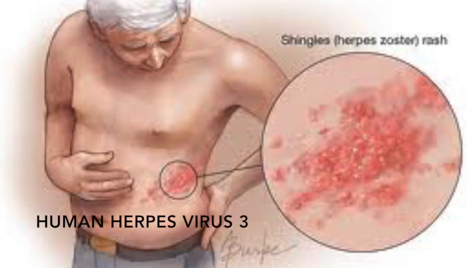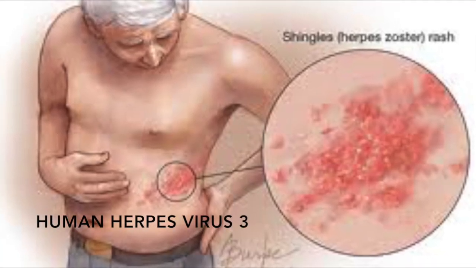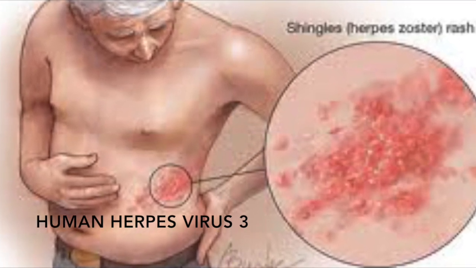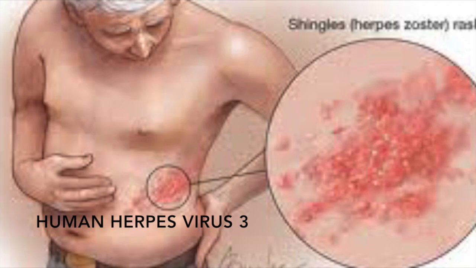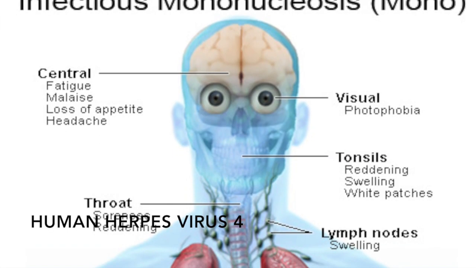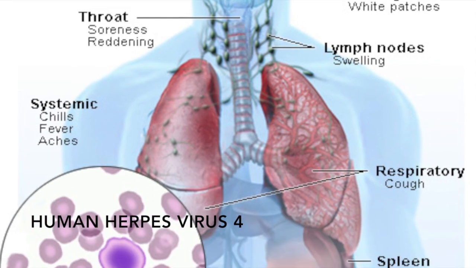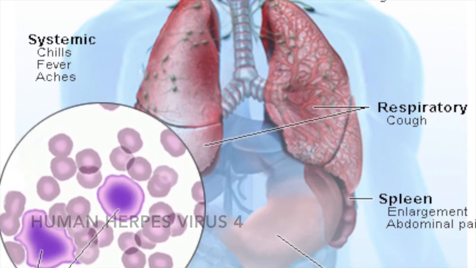Human herpes virus 3, HHV3, is also called varicella zoster virus. HHV3 causes chickenpox. It can also cause a recurrent virus infection of the skin. Human herpes virus 4, HHV4, is also known as the Epstein-Barr virus. It is the major cause of infectious mononucleosis.